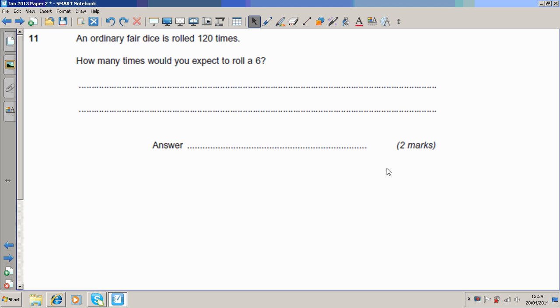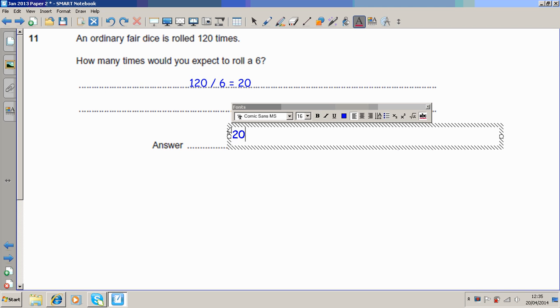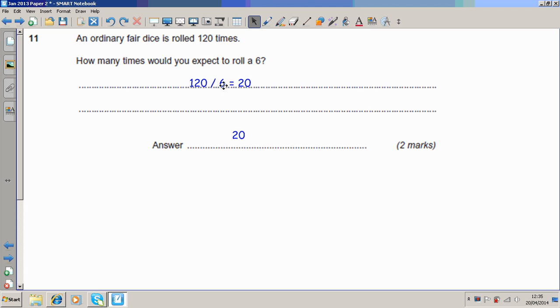Number 11. An ordinary dice is rolled 120 times. How many times would you expect to roll a 6? Well, how many sides does a dice have? 6. So I think 120 divided by 6 will tell us how many we'd expect to get. 20 times. Now, I very much doubt if you did it 120 times you'd get exactly 20 sixes, but that's your expected frequency, your expected amount.